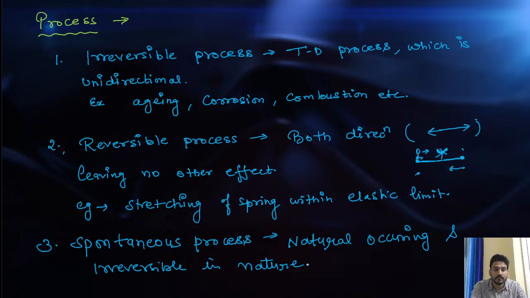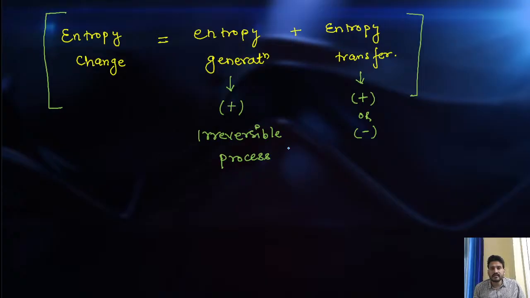Correct? Okay. So these are the different kinds of process: reversible, irreversible, and spontaneous, right? Whatever we discussed here is the irreversible process. I hope you now have an idea about the irreversible process. So entropy generation will always be due to the irreversible process, right? And when we discuss entropy further, you will understand this point very clearly.